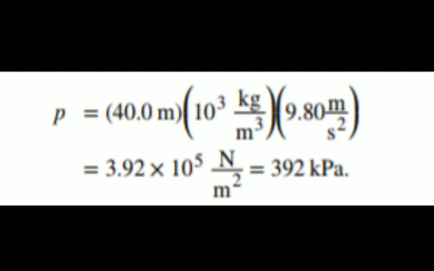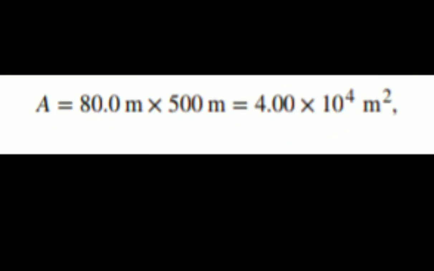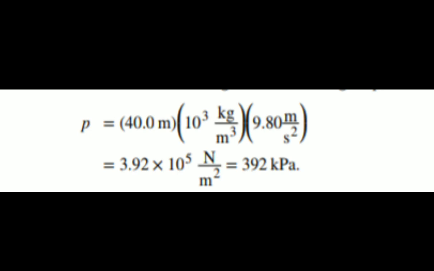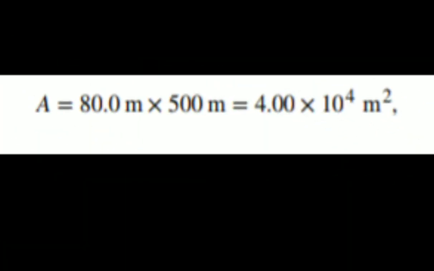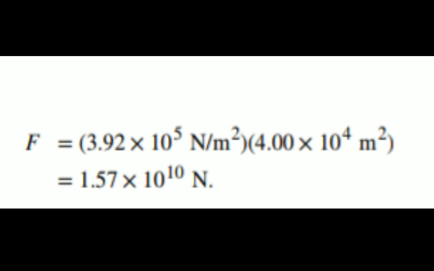Second, we have already found the value for P. The area of the dam is A equals 80.0 meters multiplied by 500 meters, which is equal to 4.00 times 10^4 meters squared. After we find the value of the average pressure and the area of the dam, we come up to the formula F equals PA, which is 392 kPa multiplied by the area 4.0 times 10^4 meters squared.